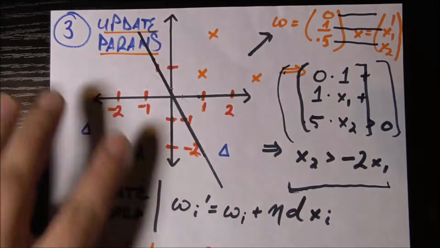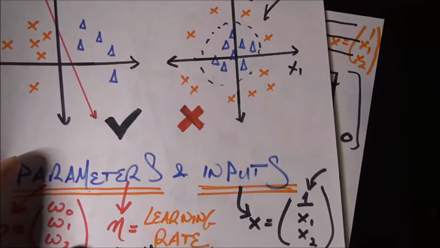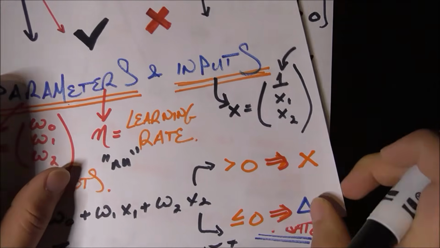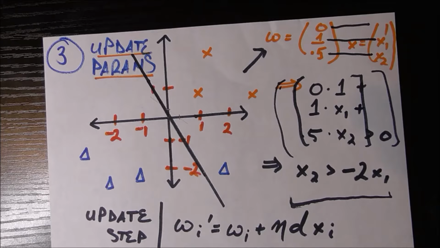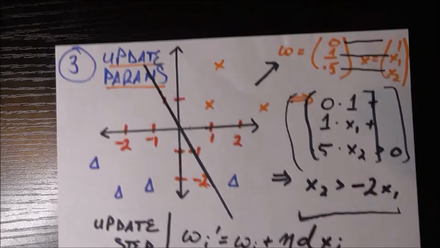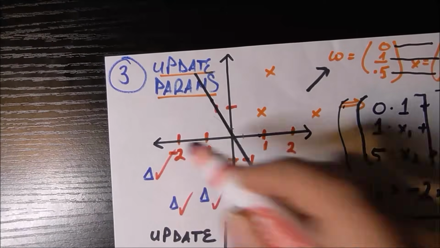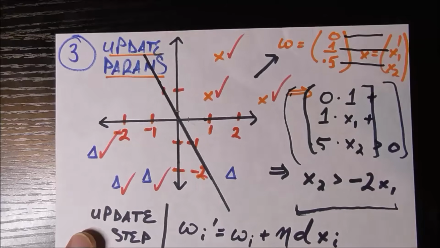Now, looking at this picture, do we see that everything is okay? Well, remember we said that if it's greater than 0, it gets assigned as an x. If it's less than or equal to 0, it gets assigned as a triangle. Are these points all correctly classified? Let me pull out a red marker to figure out if any are wrong. So remember, below the line, triangle. So this guy, fine. This guy, good. This guy, good. Above the line, x. This guy, good. This guy, good. This guy, good. But we have an issue now.